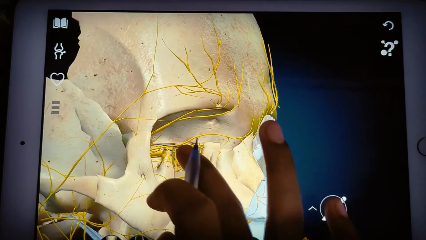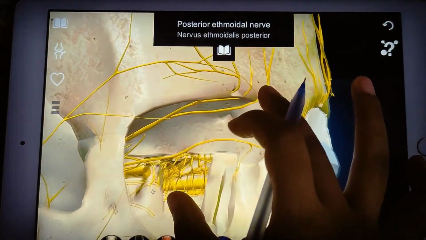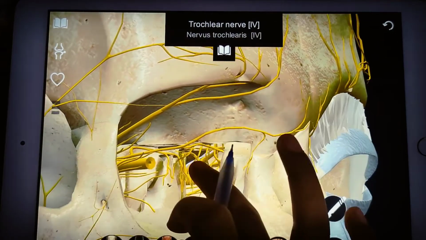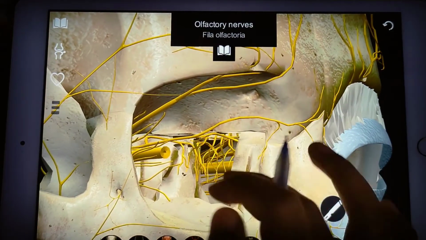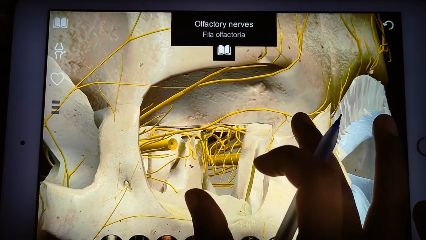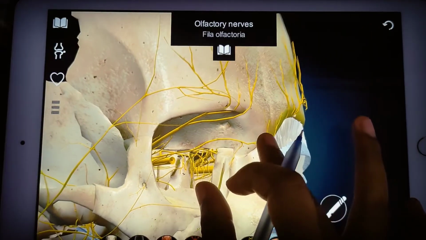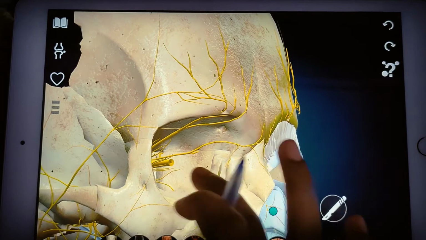Yeah, you can see the nerves coming like roots from the roof. Oh, sorry, these nerves, this one. They're coming like roots from the roof. They are the olfactory nerves.